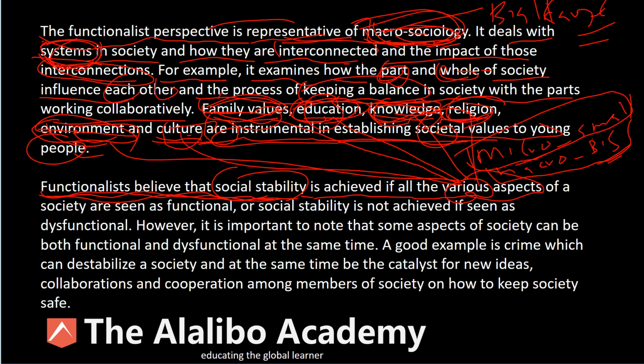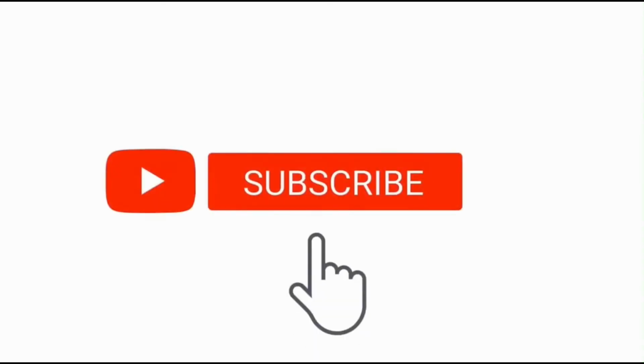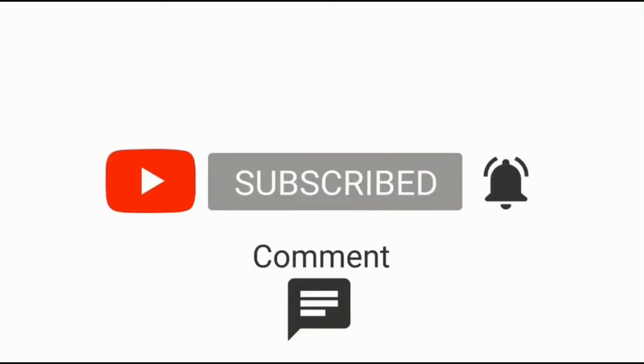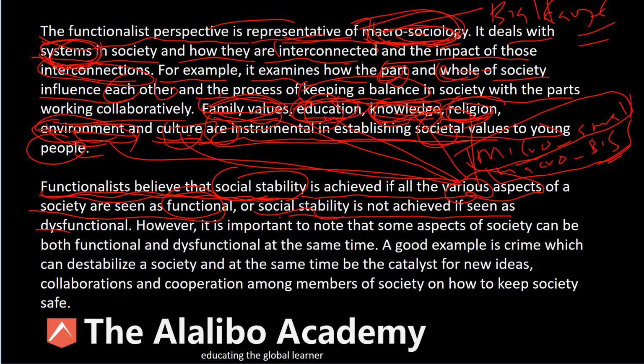Right? These are the various parts we're talking about of a society. They are seen as functional. They have to be functional because that is how society is stabilized. When all of these aspects are functional, then you can say you have a stable society. Society stability is not achieved if seen as dysfunctional, right?